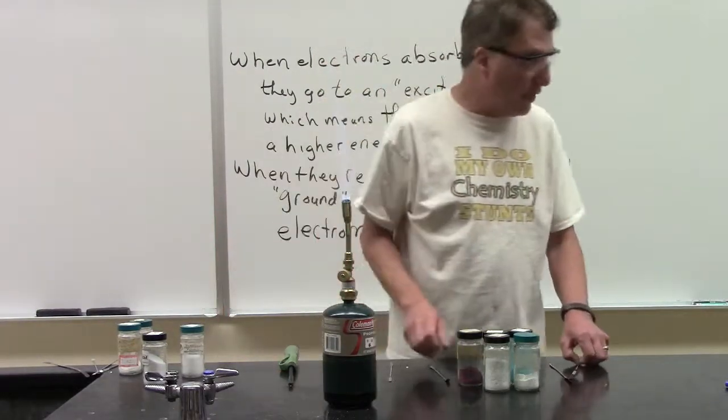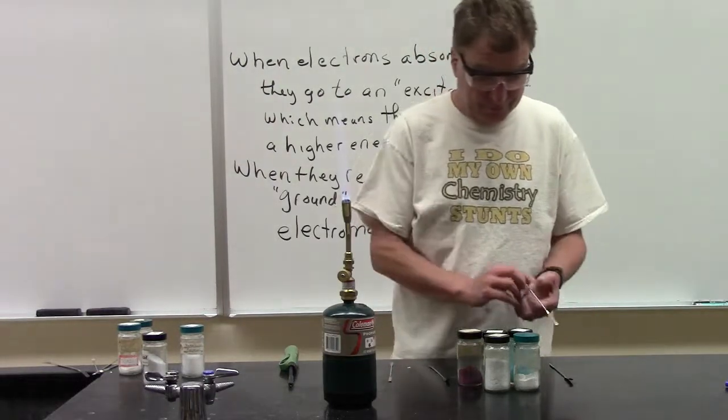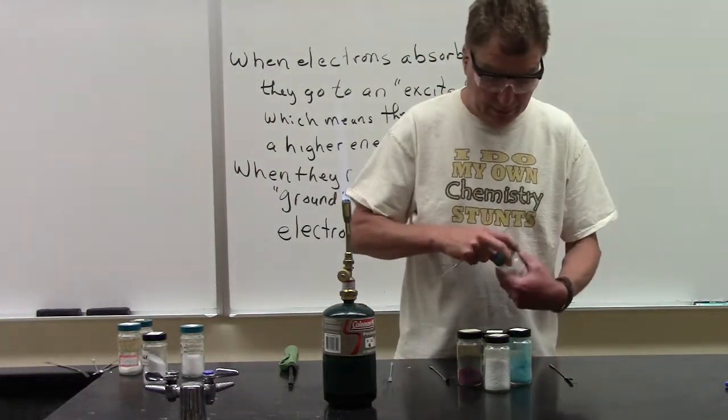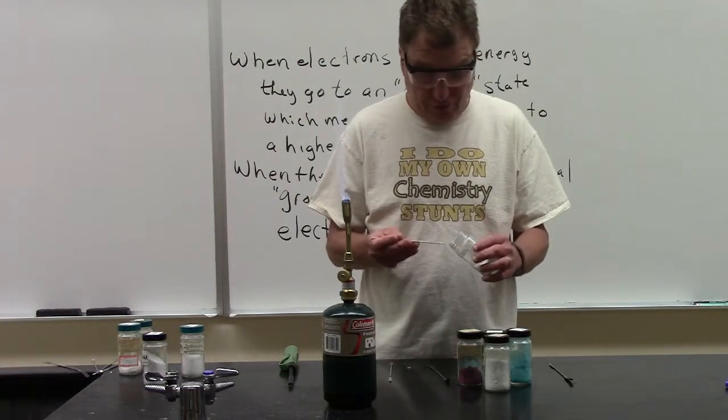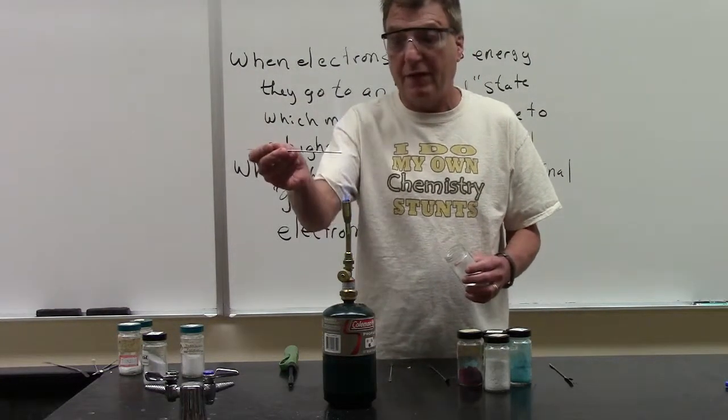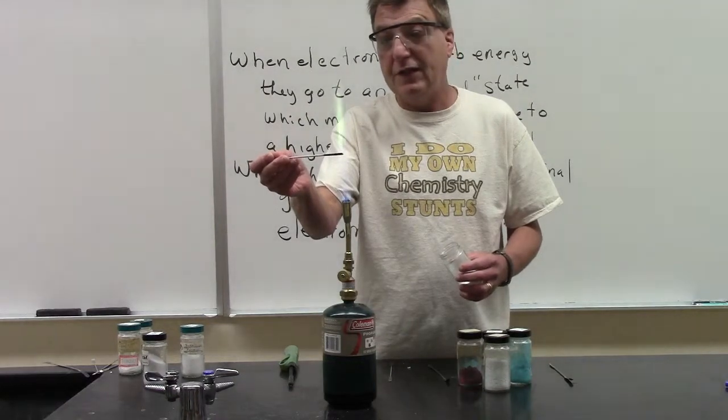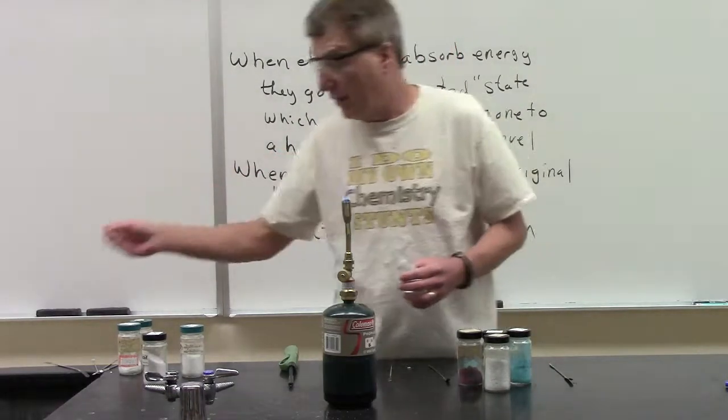Let's take a look at boric acid. Boric acid can be bought in a hardware store. It's often used as an ant repellent. And you can see a faint green. There we go.